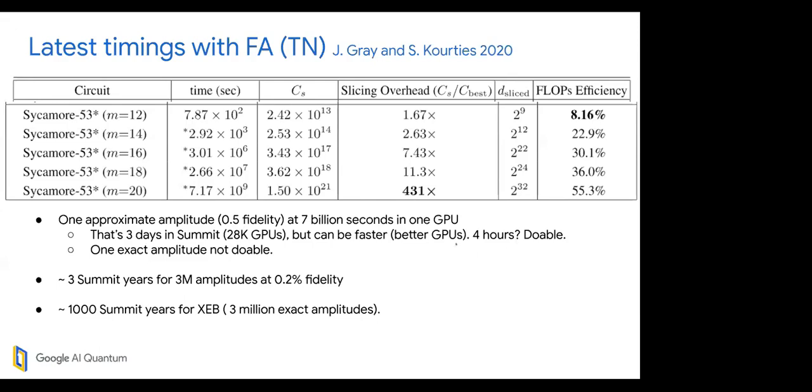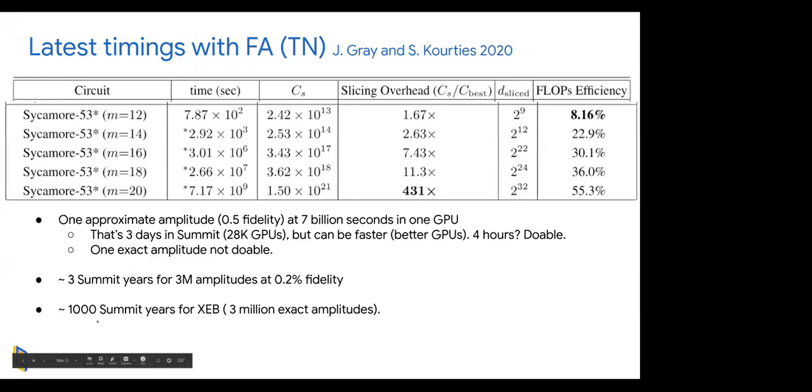One of them is the GPUs in Summit are better than the GPU that Johnny Gray had in his workstation, so maybe it will be 4 hours, or maybe it will be even less, because in Summit, maybe you can organize the contractions a bit more efficiently because you have more RAM. So anyway, with this, the estimate for sampling at 0.2 fidelity as in our experiment becomes 3 years. So this is already quite lower than our 10,000 years, so they clearly beat us.